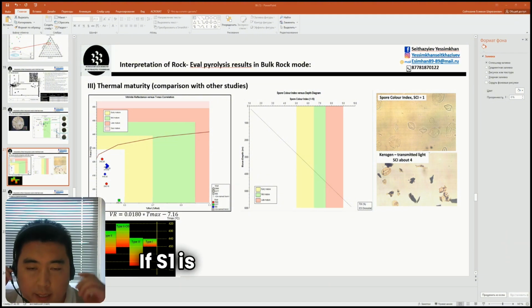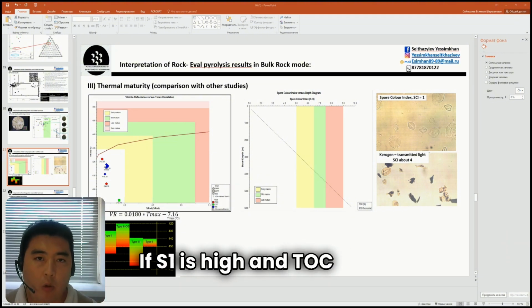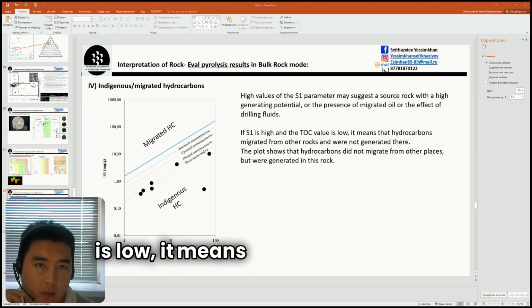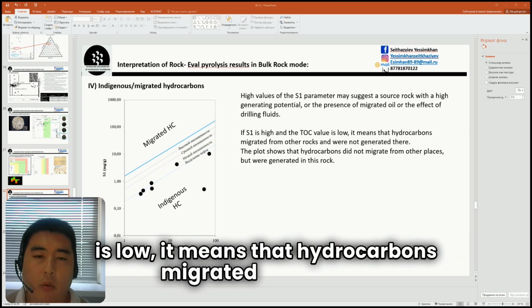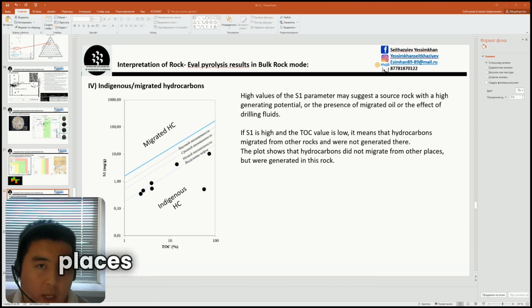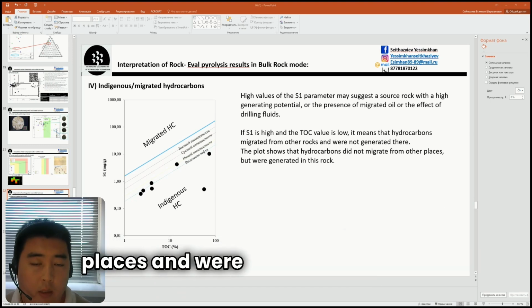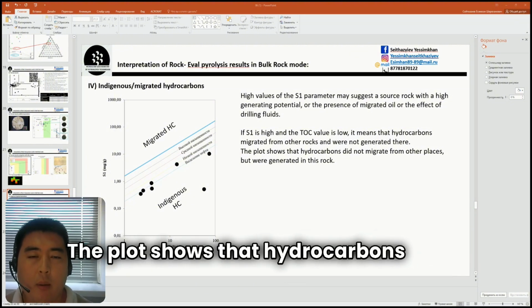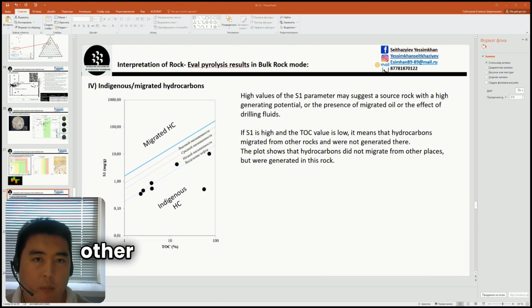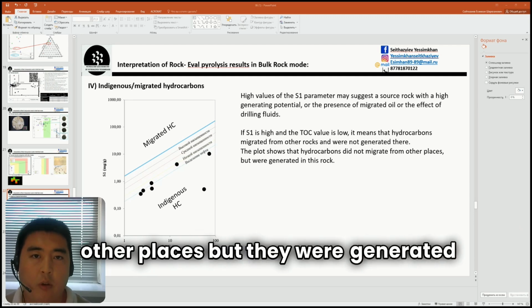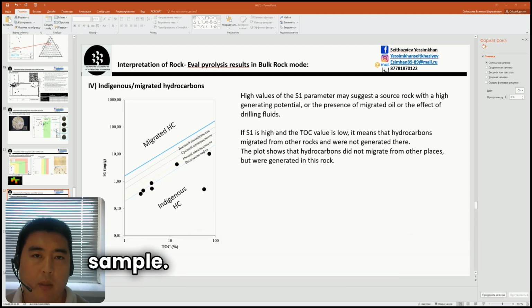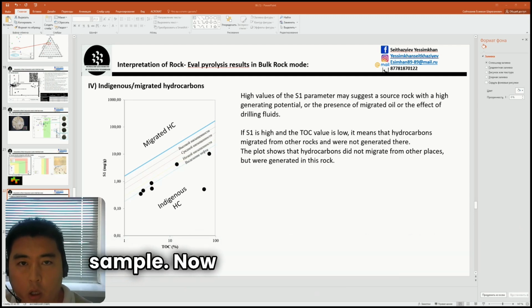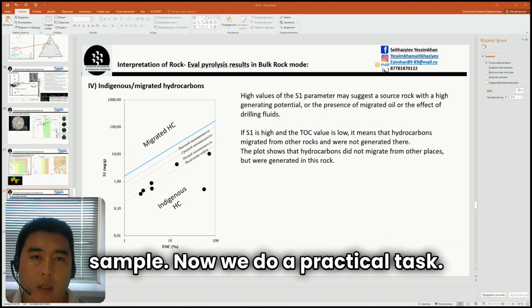If S1 is high and the TOC value is low, it means that hydrocarbons migrated from other places and were not generated there. The plot shows that hydrocarbons didn't migrate from other places, but they were generated inside the rock sample. Now we do a practical task.